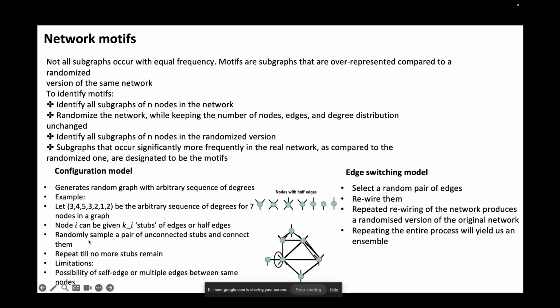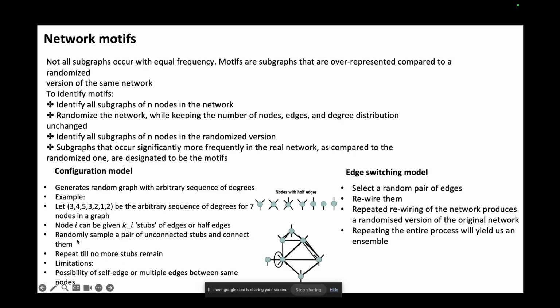Now node i can be given k_i stubs, or half edges. So what are stubs? Basically, you imagine two nodes connected, and if you cut the edge from the middle, what remains is half of the edge and the node. So half of the edge is known as a stub. When you're cutting these edges, what remains are what are known as stubs, which are half edges, basically.